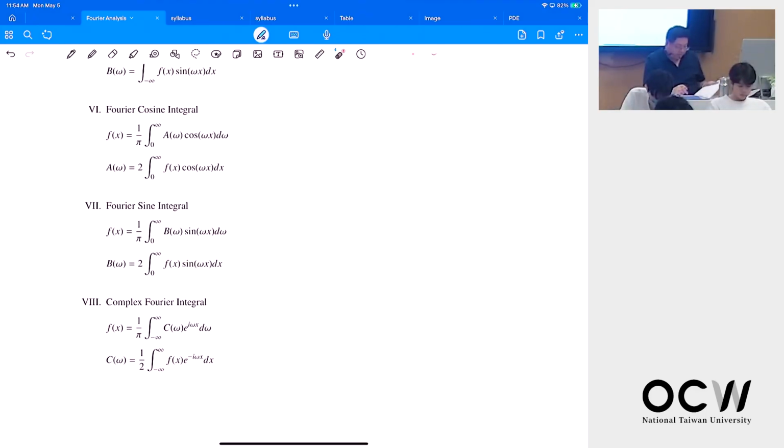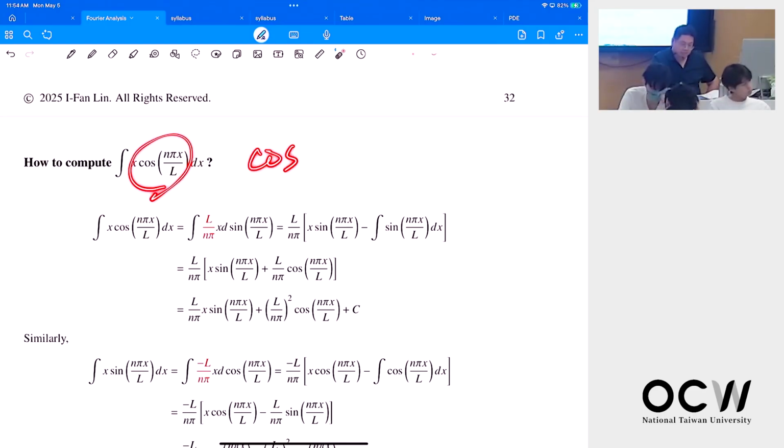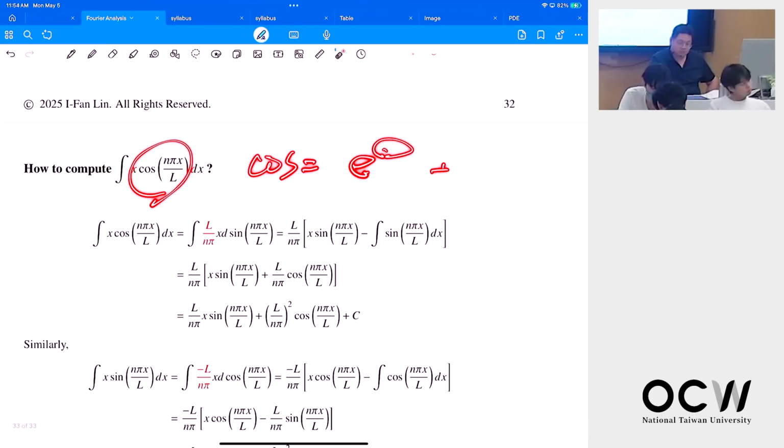When you find the coefficient, you may encounter this kind of integration, x times cosine. So how do you do this integration? We know that integration by parts. You can do integration by parts, but you need to do that twice. Or the other way, I can express cosine as the exponential using the complex Euler formula. Okay, because exponential is probably easier.